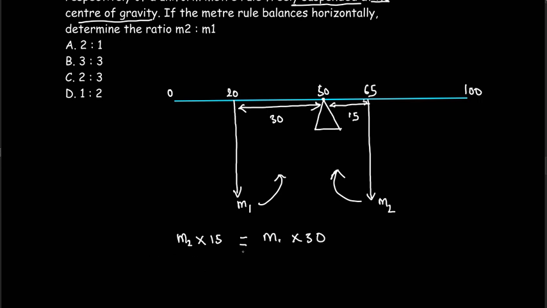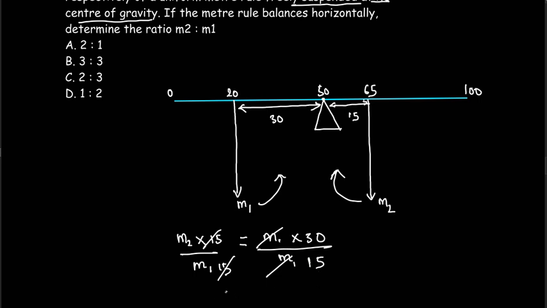Now we can divide both sides by M1 because they're asking us for the ratio of M2 to M1. So we need to write M2 over M1. So we can divide both sides by M1. M1 cancels out, and then we can divide both sides by 15 as well to remove 15 from this side.